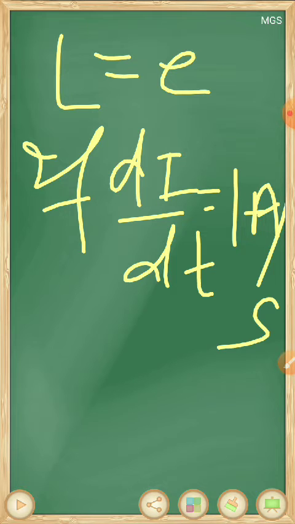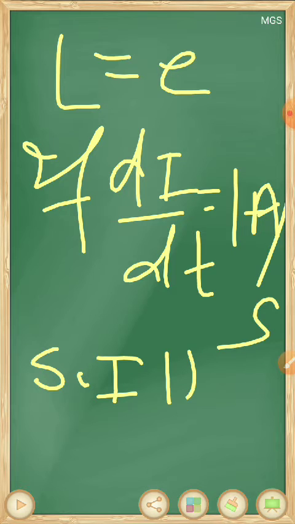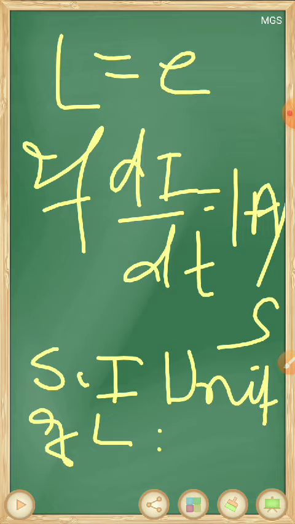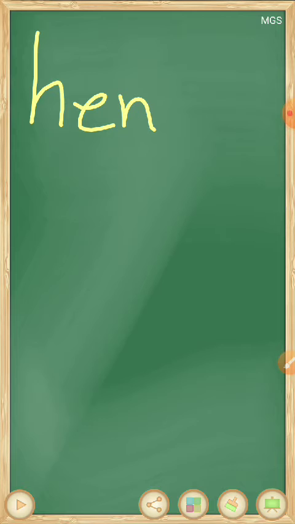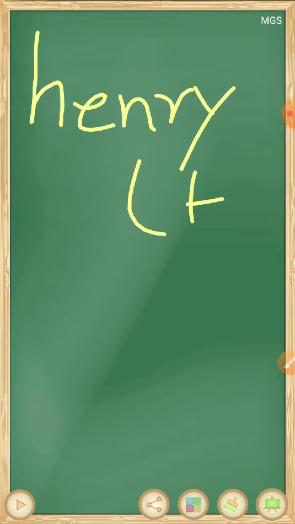Now SI unit of self-inductance is Henry, and it is represented by symbol capital H. So we can define 1 Henry by using either of these two expressions.